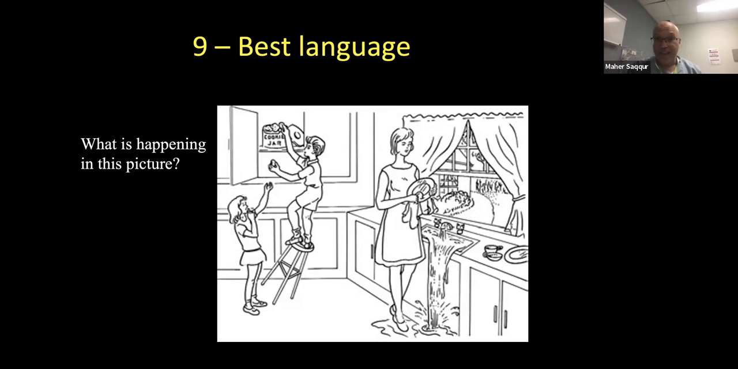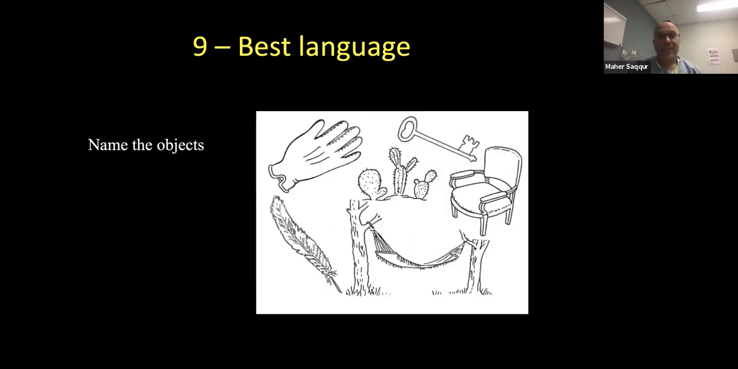So first thing, what happened in these pictures? You ask them to explain what's going on in these pictures. Then, could you please name these objects for me? What is this? What is this? What is this? And by the way, I think in the Gulf they come with Arabic versions of the stroke scale. So all what I'm saying is available in Arabic versions.